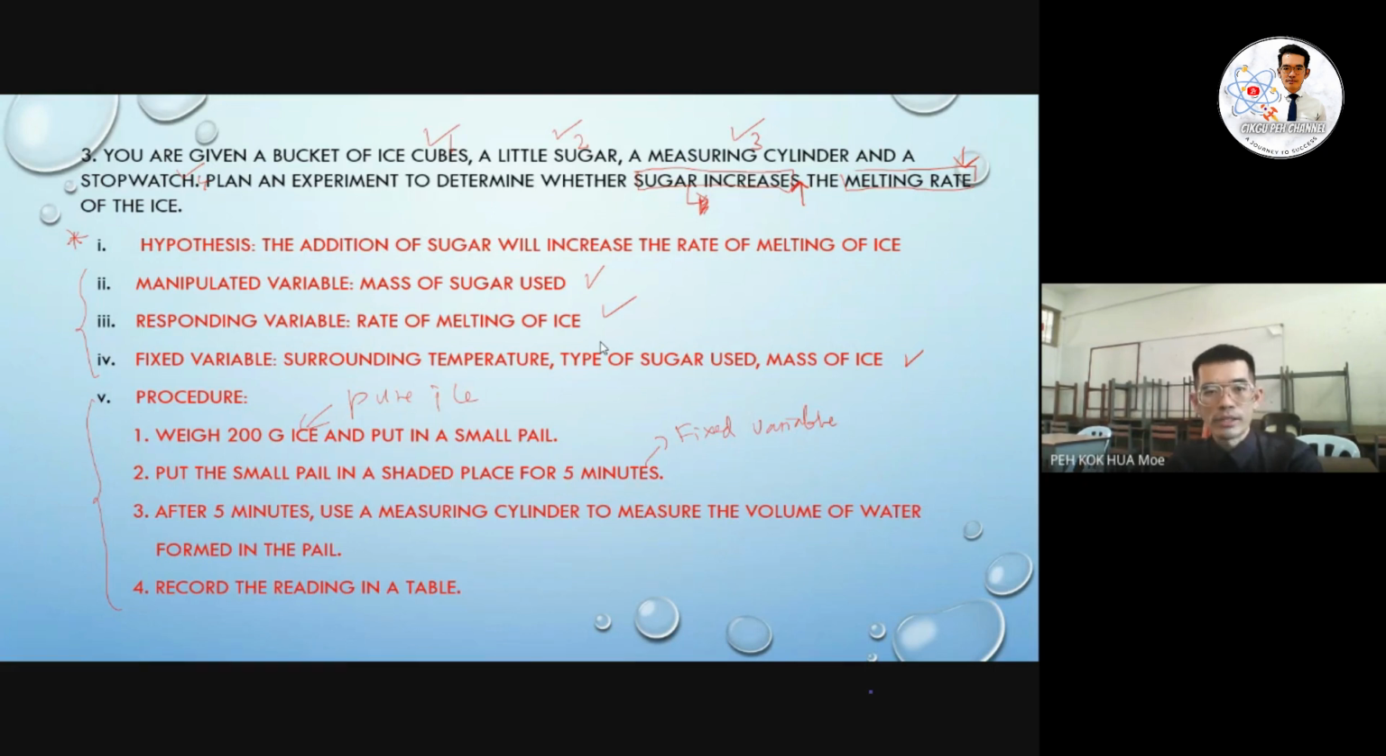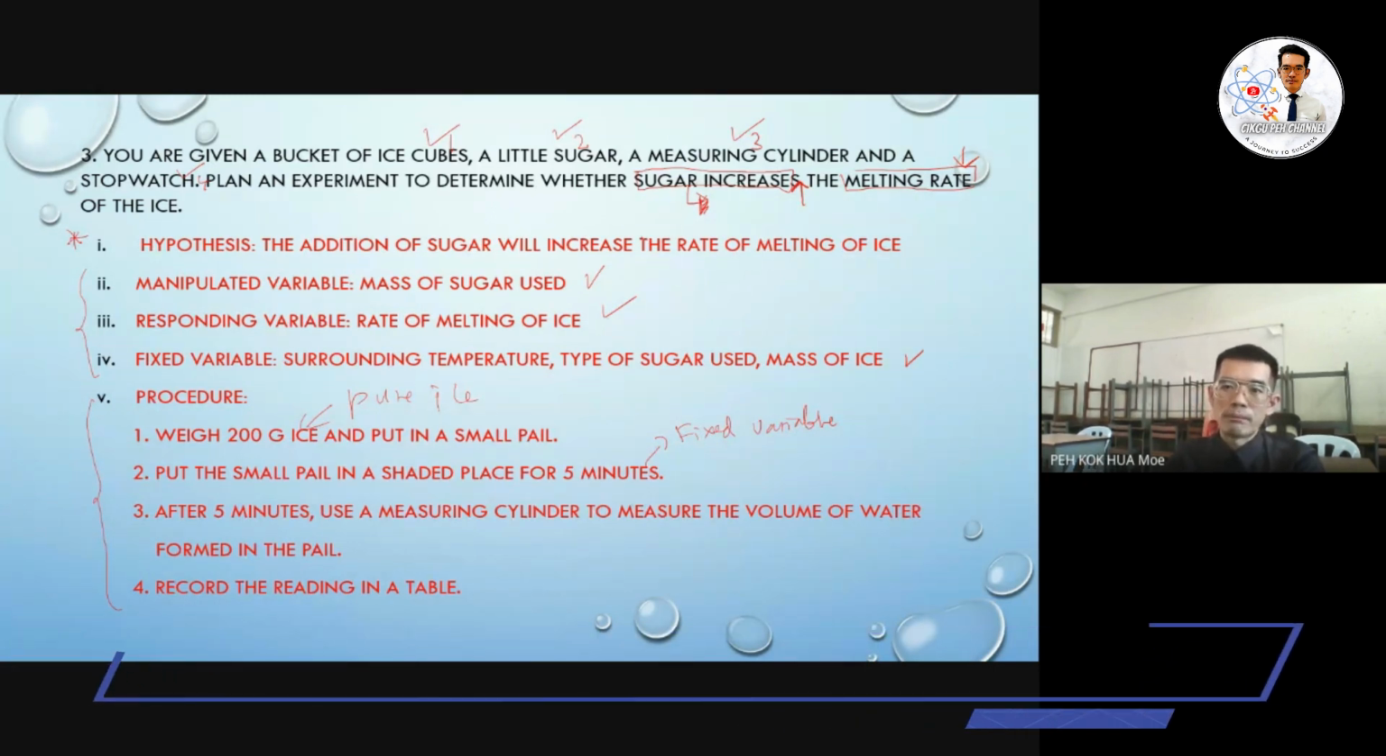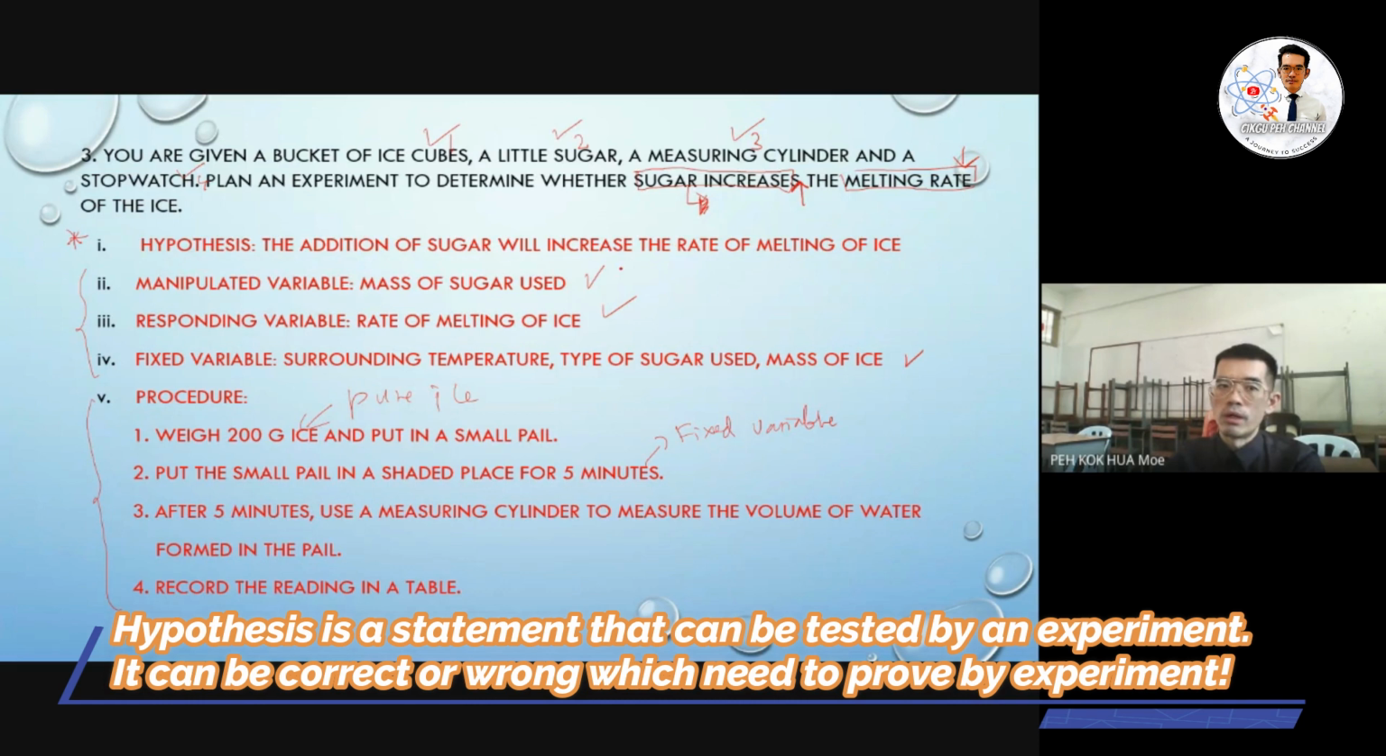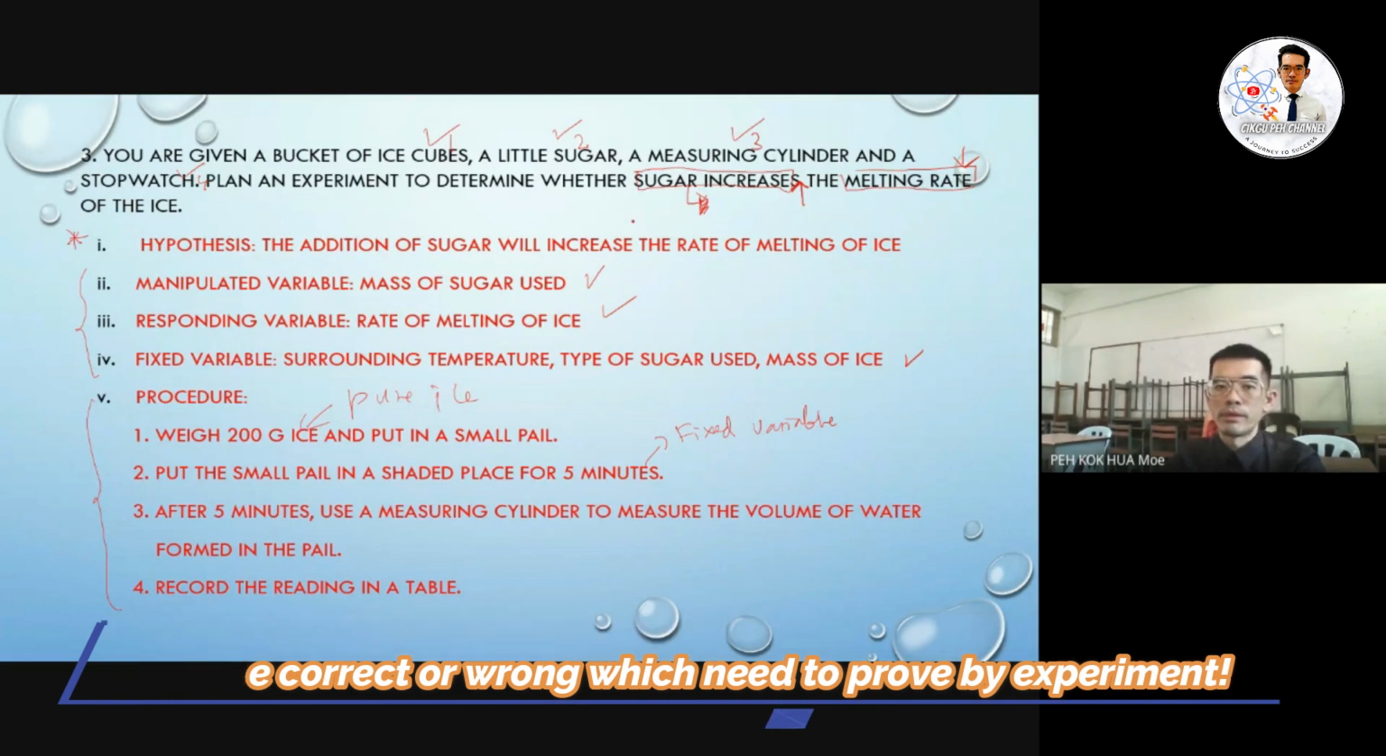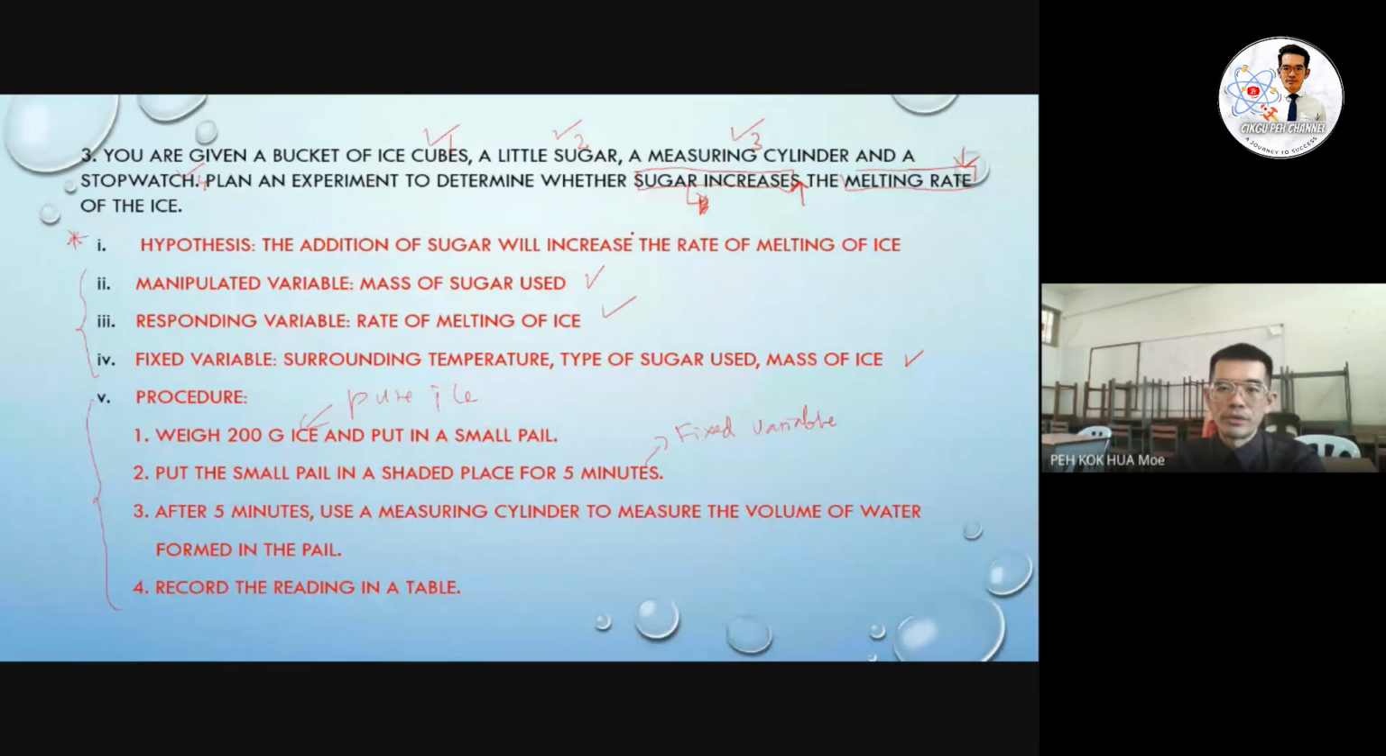If we conduct the experiment and prove that this statement is wrong, we have to change our hypothesis and redo our experiment, until we prove that our hypothesis is accepted, and only then can we make a conclusion. So this is the procedure. The main purpose of this question is actually to ask you to plan an experiment, and the result is not what is expected for this question.